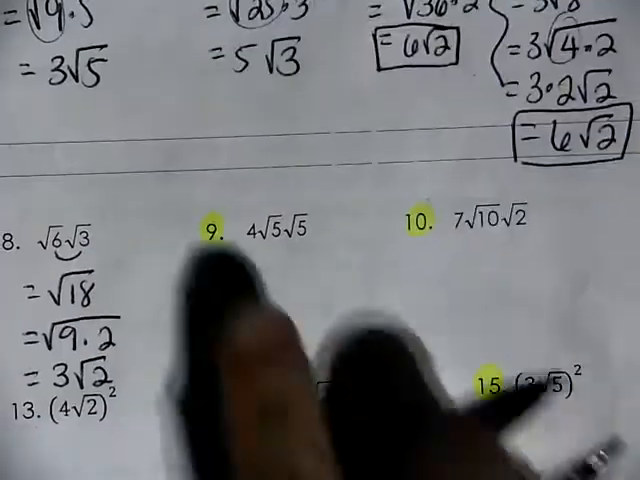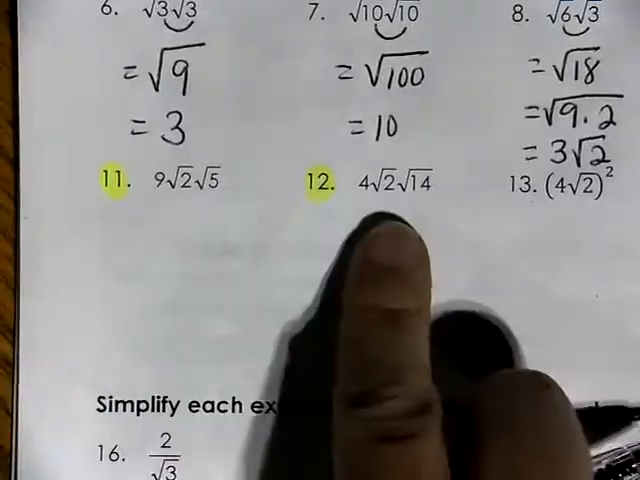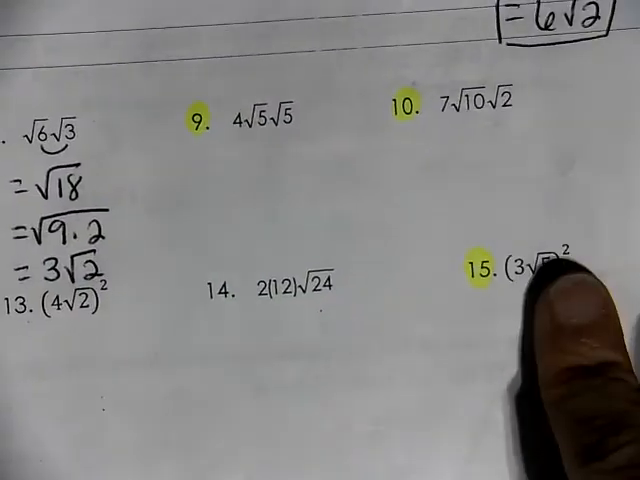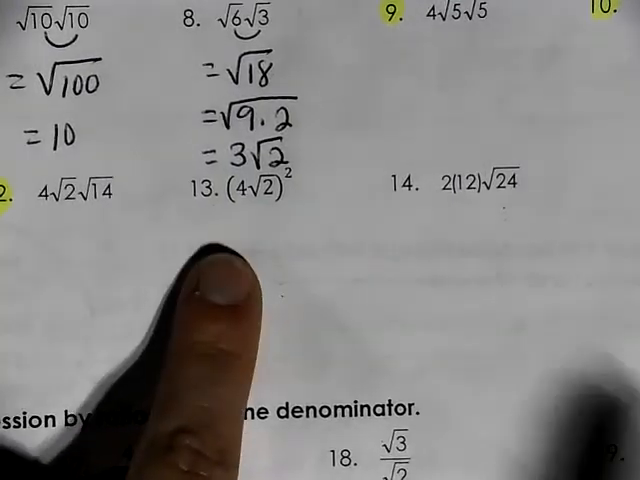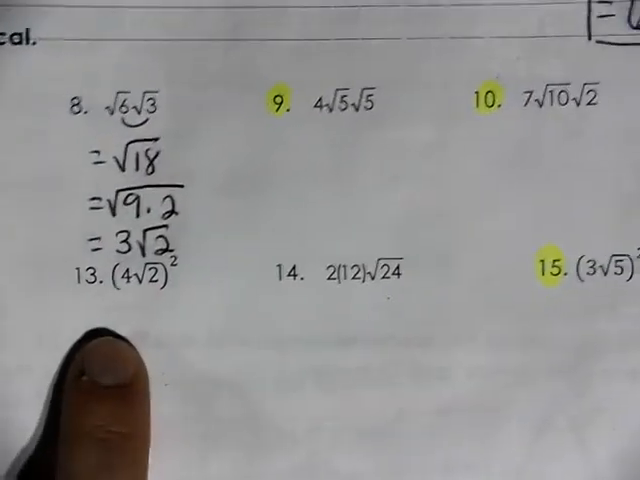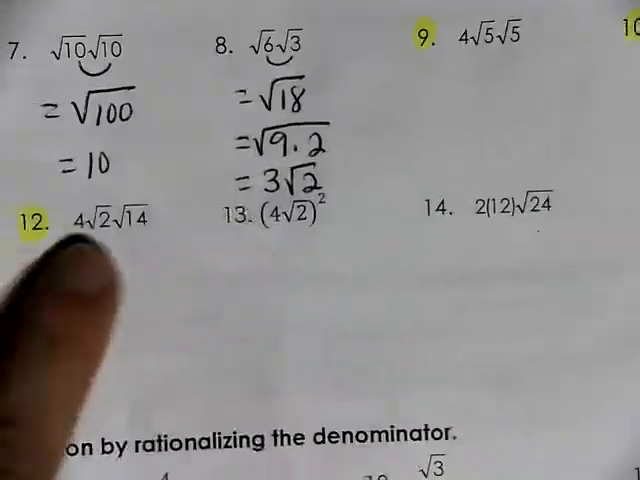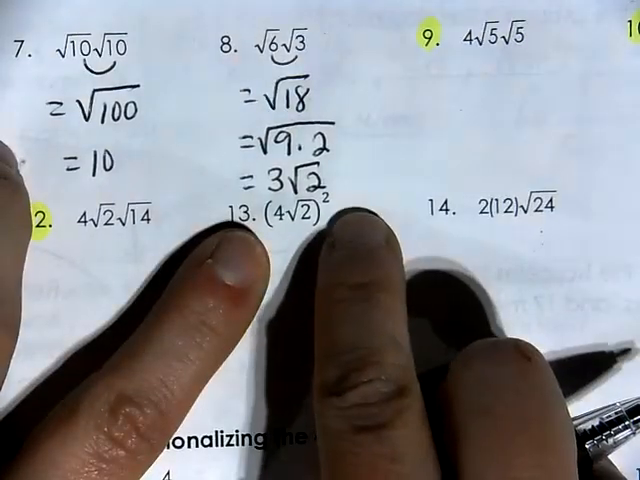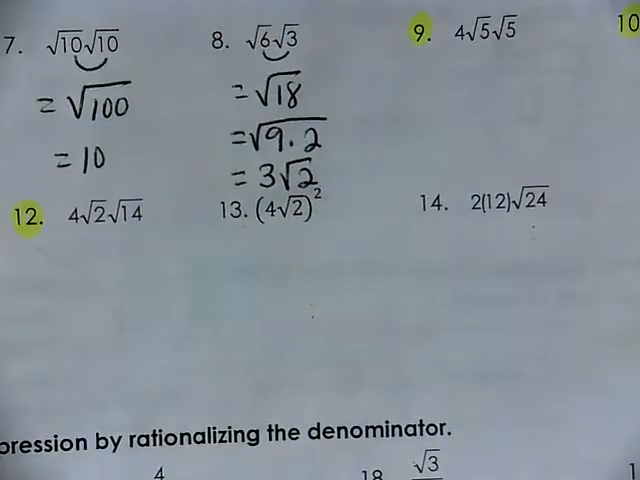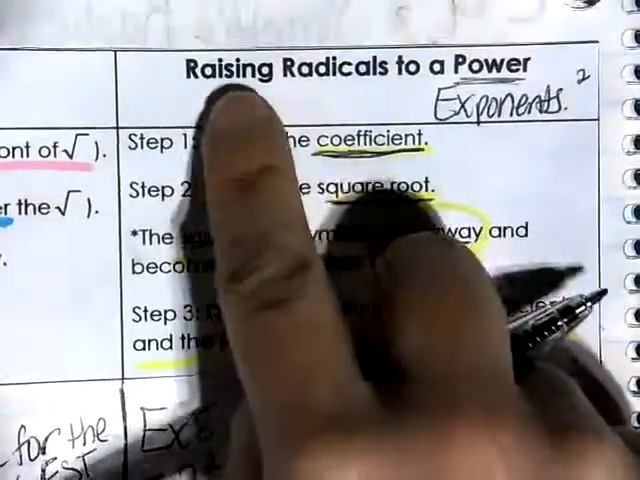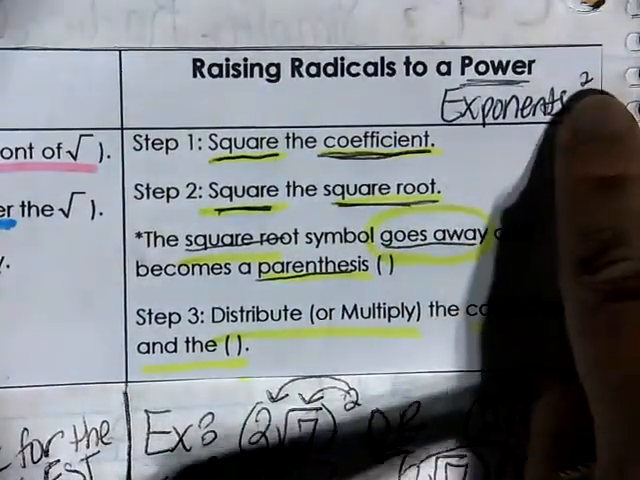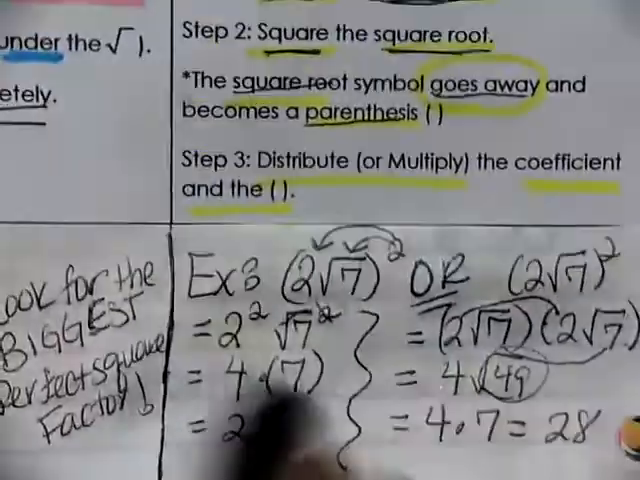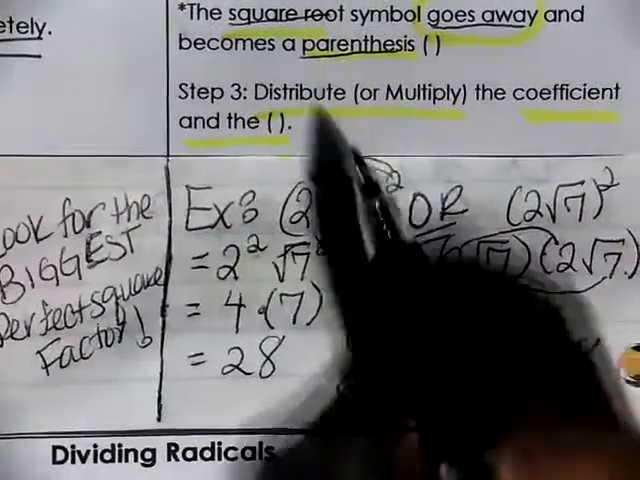I'm going to keep going. Notice I have some highlighted ones, so I'll ask you to pause the video in just a moment to try these on your own. But I'm going to go ahead and show you number 13 and number 14. So for number 13, notice that I have a parenthesis squared. This is called raising radicals to a power. So whenever you're raising radicals to a power, powers just mean exponents, and typically for our class you'll see a square. There are 2 different ways you can do this.